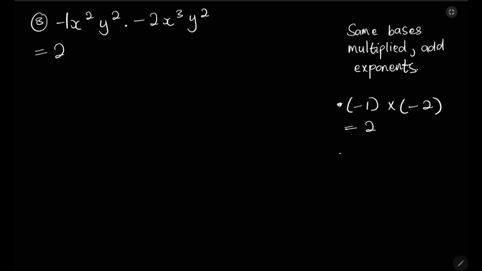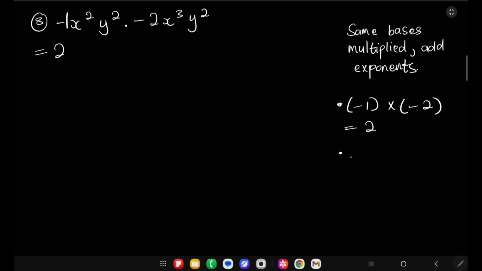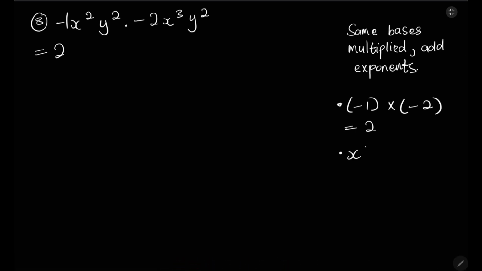Let's move to our variables. We have x squared and x cubed, right? We have x squared times x cubed. Do you have the same base? You have x and x. Yes. So this will be x. Let's write our exponents. 2 plus 3, as there's a multiplication sign. So this is x. 2 plus 3 is 5. Now let's write down our 5 there.